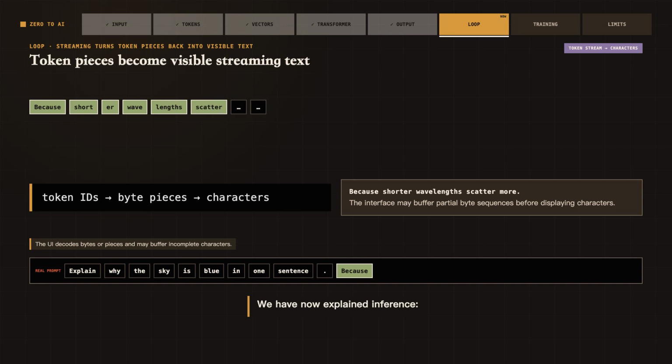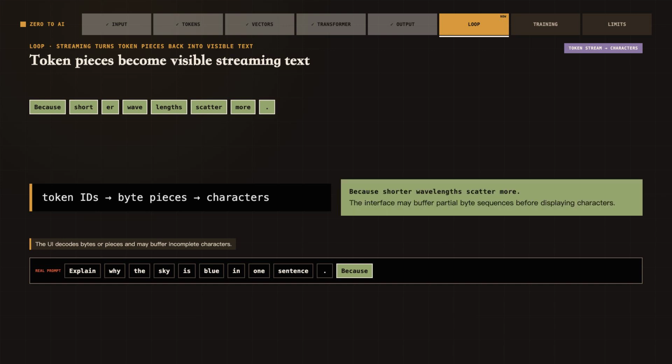We have now explained inference. Fixed, learned parameters transform the current token sequence into next token logits, and the serving system repeats that process efficiently. The matrices did not begin with useful values. Training produced them.